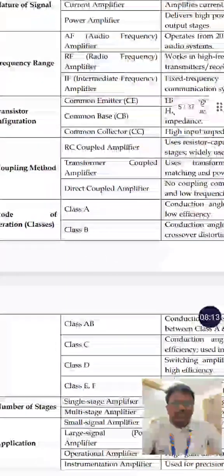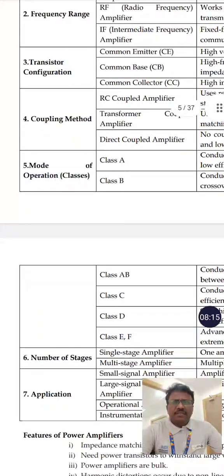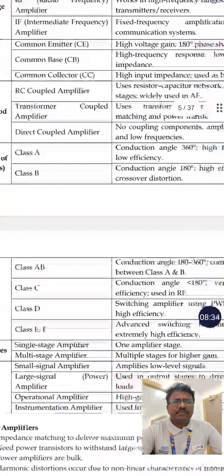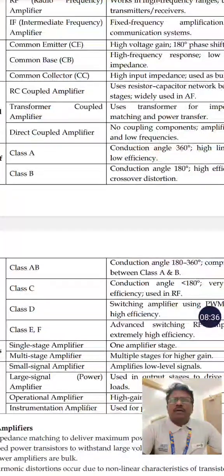Okay, next, coupling method. Based on the coupling method, we can classify the amplifier as RC coupled, transformer coupled and direct coupled. When multiple amplifier stages are connected together, the method used to connect them is called coupling. RC coupling amplifier. RC stands for resistor capacitor coupling.